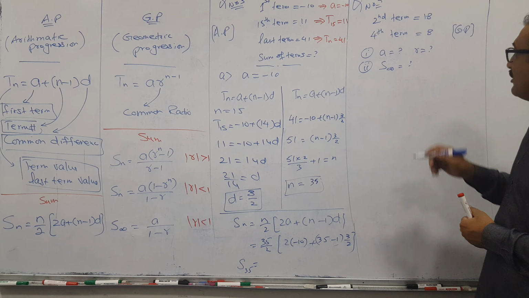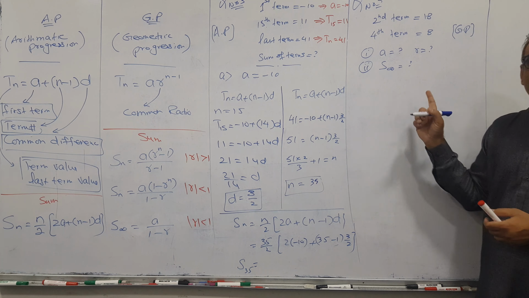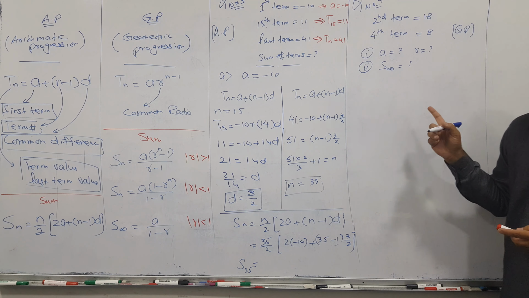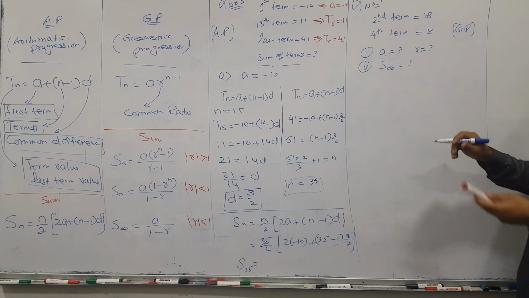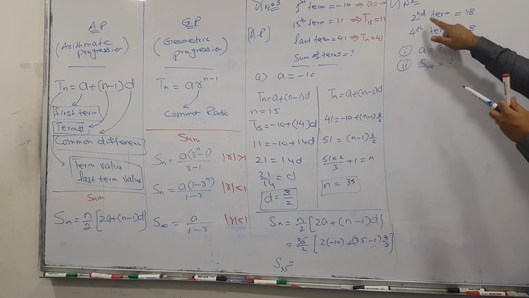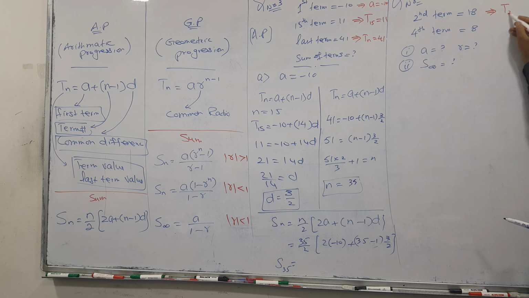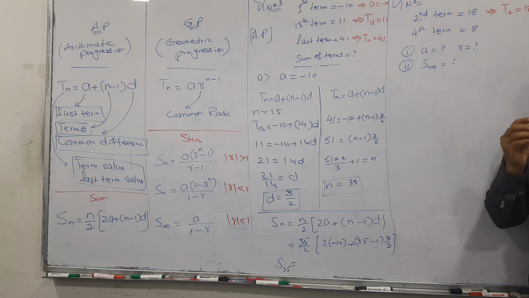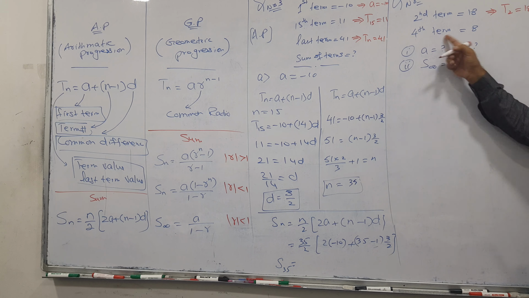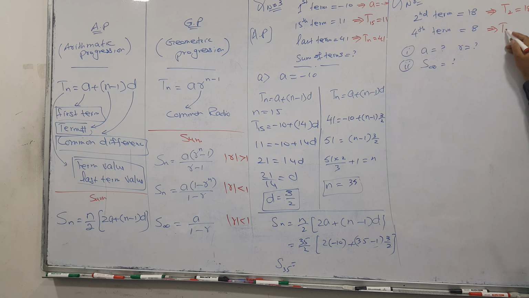Okay, let's come back now. Similarly, when we talk about this question, GP now. Now what about GP? Let me transform this one. What does he say? Second term. Can I say T2 equal to 18? Yes. And similarly, when he says fourth term is 8, can I say T4 equal to 8?